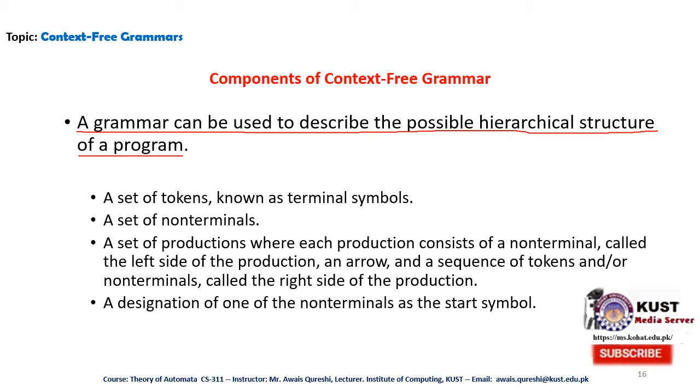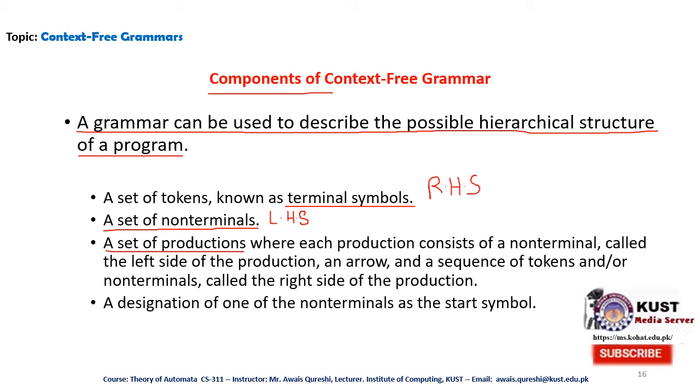So the components of context-free grammars, as I said before: a set of tokens known as terminal symbols, and you know that terminal symbols always appear on the right hand side. Okay, terminal symbols always appear on the right hand side, and we call those terminals tokens. A set of non-terminals, and as you know, non-terminals always appear on the left hand side, and non-terminals are replaced when we are generating further strings. A set of production rules, this is the third component.